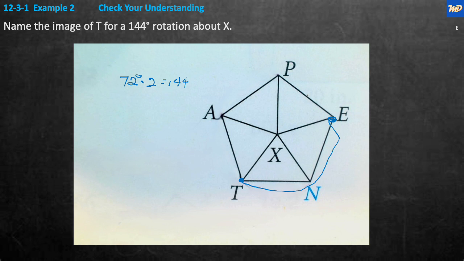Or it could be T prime if we didn't have these letters on it, right? If it was T, it could have been T prime. Could have been the image, but right now we have a letter there for it, so we know what the image is, and its name is E, excuse me.